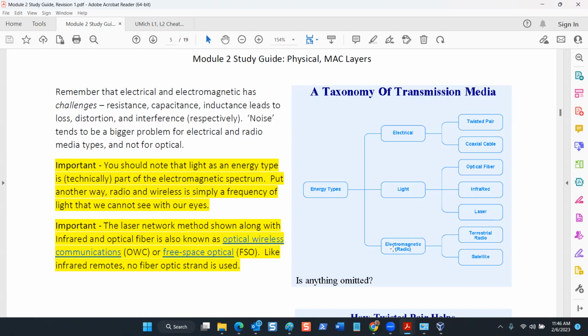And then of course, electromagnetic, you have terrestrial radio and Wi-Fi. So Wi-Fi fits into this category right here. Terrestrial radio includes Wi-Fi. It includes 5G. It includes Bluetooth. It includes near field communication. It includes WiMAX and Zigbee and all sorts of other cool radio-based technologies that you may or may not have heard about. And then there's also satellite, right?